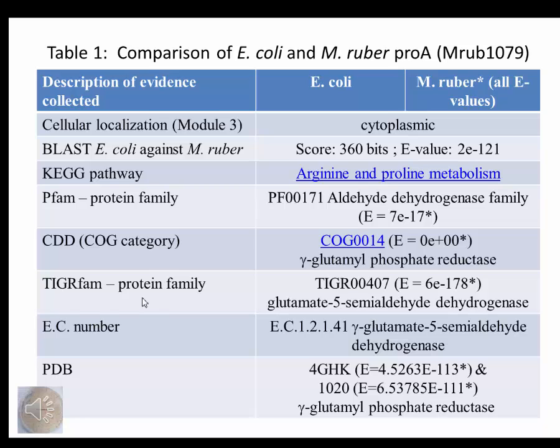And finally, Mrub 1079 produces a protein that shows strong sequence homology to several proA proteins in the PDB database, one of those being E. coli. So with all this evidence, there is no contradictory evidence that would indicate that Mrub 1079 is anything other than the counterpart to E. coli proA.